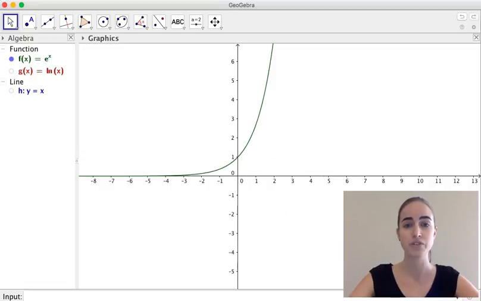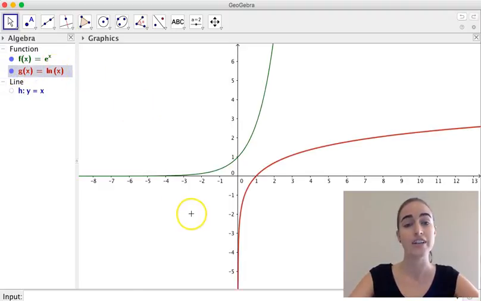So if we jump over to GeoGebra, we have here this green line shown is the function y equals e to the x. So that's our exponential function that we've already been looking at. Now in red, we've got this function of the natural logarithm, so log to the base e of x. And I want to compare some of the features of those graphs.